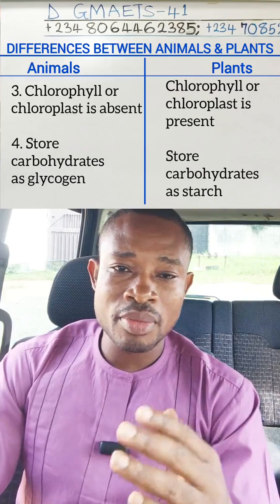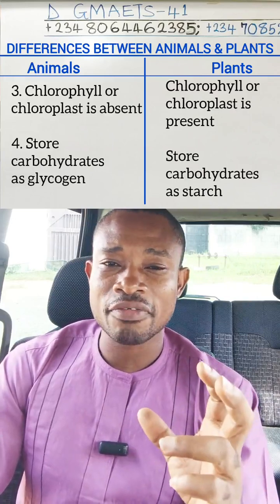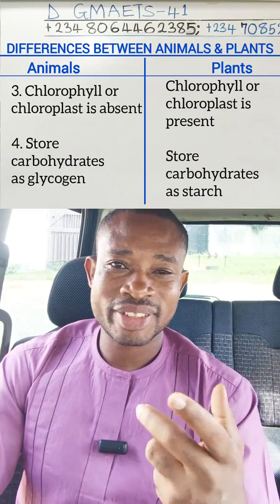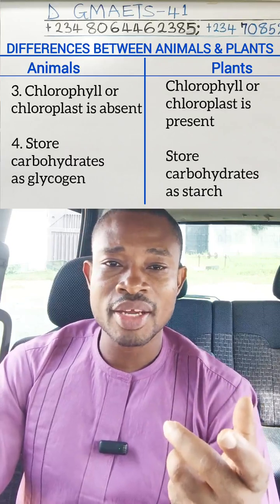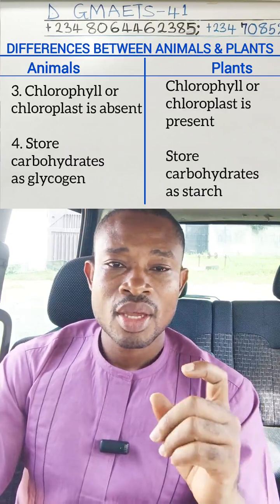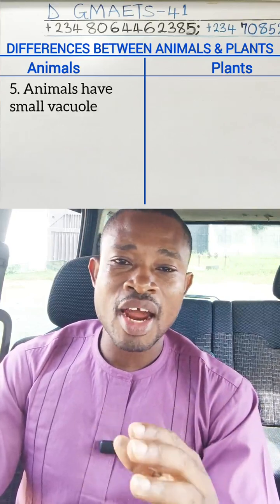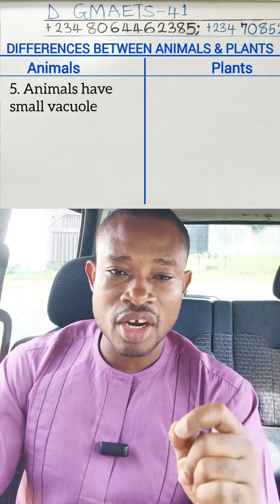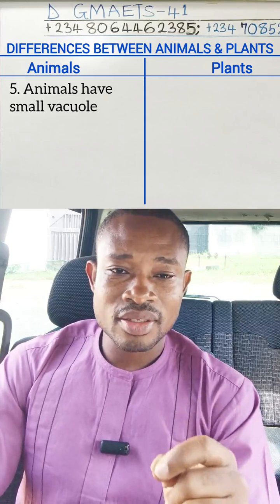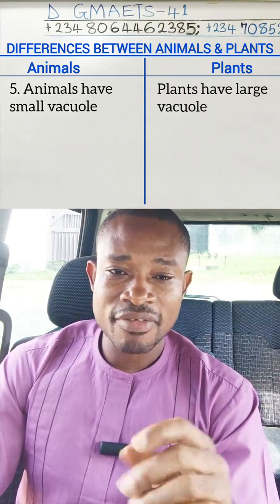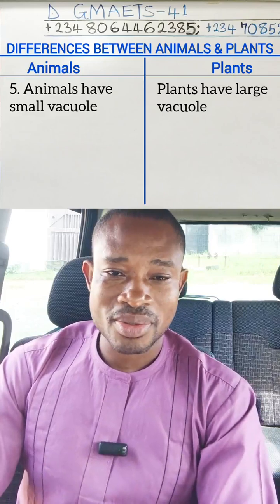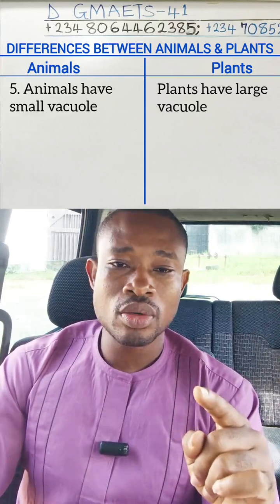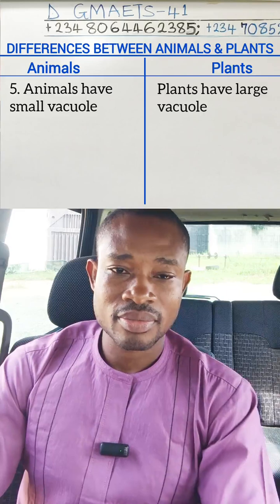Another difference between animals and plants is in terms of one part of the cell called the vacuole, right? The vacuole. Animals do not have large vacuoles. Plants, on the other hand, have large vacuoles.